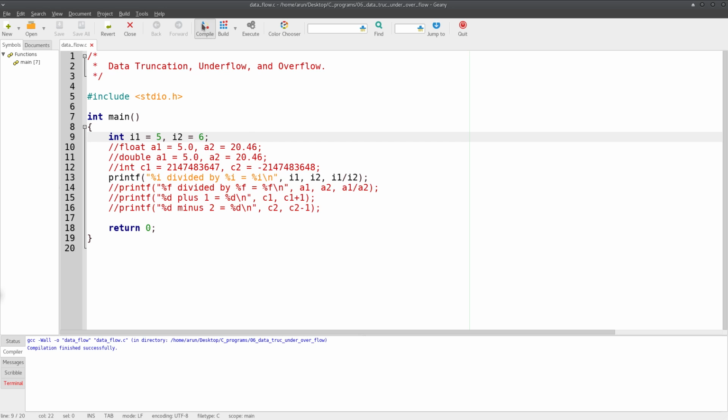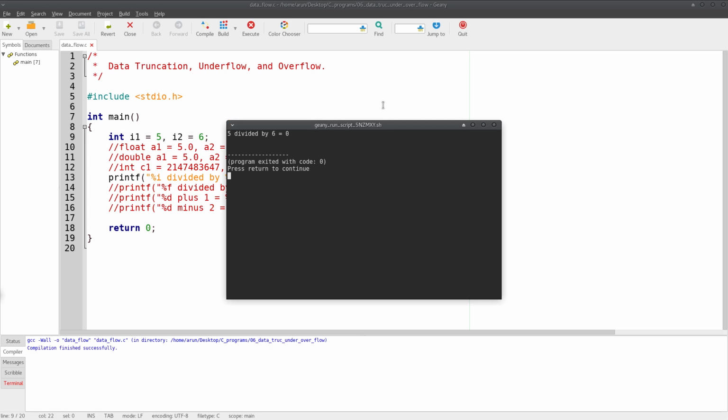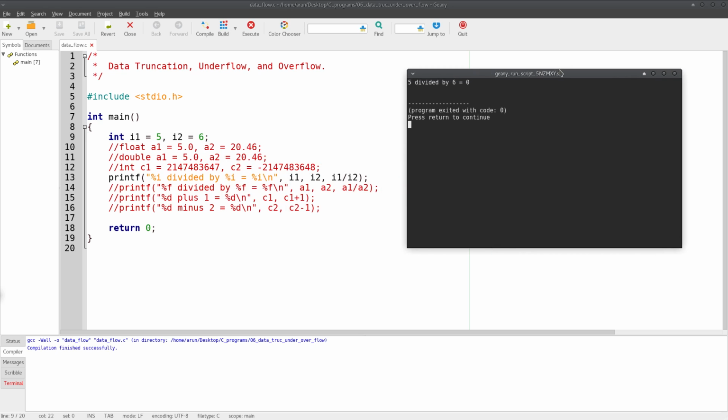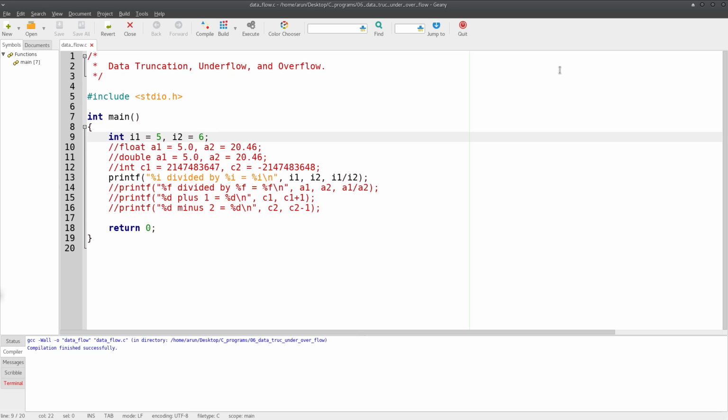Now let's see. Compile this, build this, and execute this. It turns out to be 0. Now this is a bit odd. It should not be 0, but why is it 0? Well, that's where you have to look into the details more carefully. You see, these variables I1 and I2 fall in the data type int.